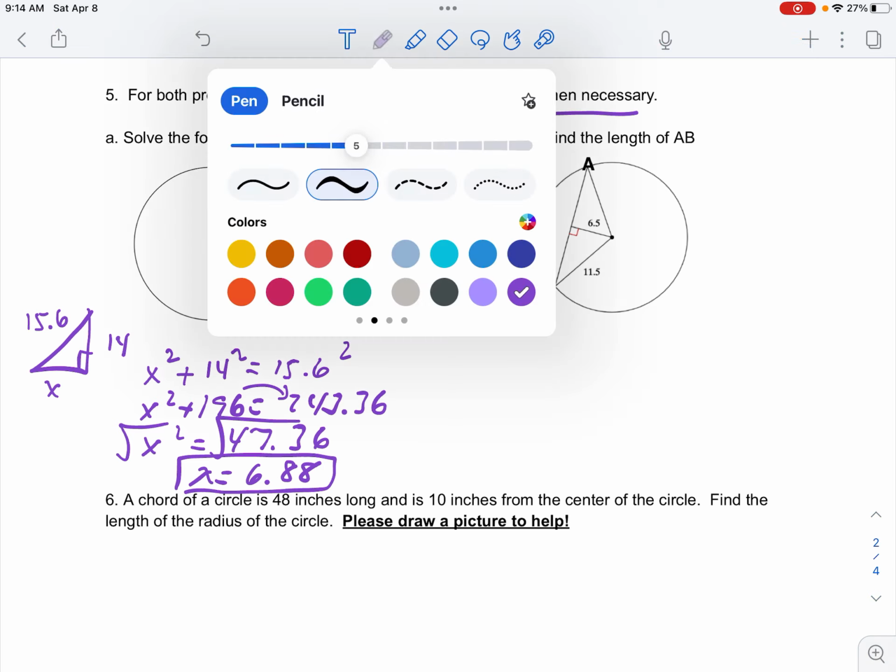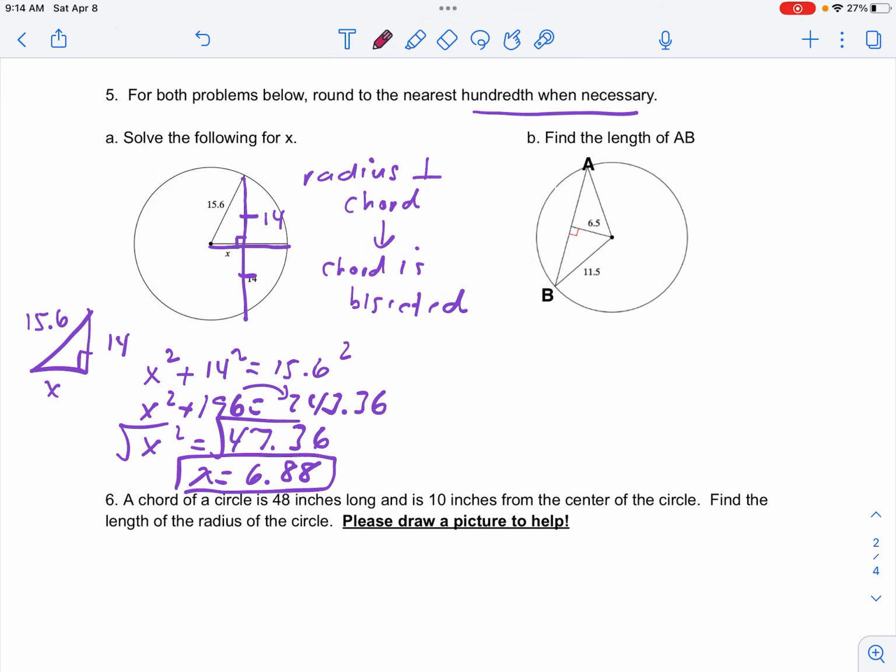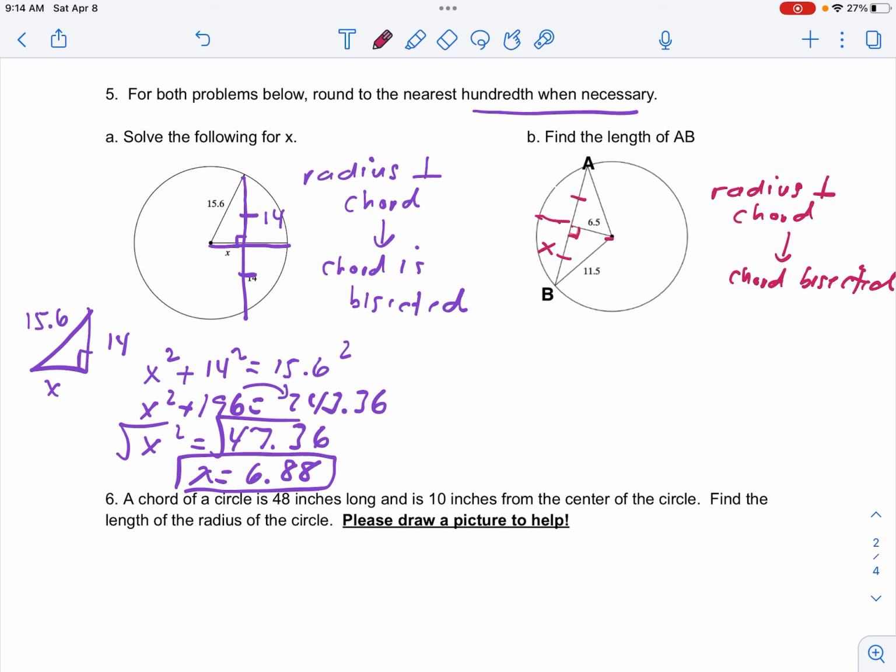Similar idea to the next problem. We have this segment, which starts at the center, and if I kept drawing it, it would go all the way here. So we have a radius again being perpendicular to a chord, which means that the chord is again bisected. That is a nice theorem to know. So we have this right angle here. So chord AB is chopped in half. We don't know what this is, so I'll call it x. But if this is x, I know that this is x as well.